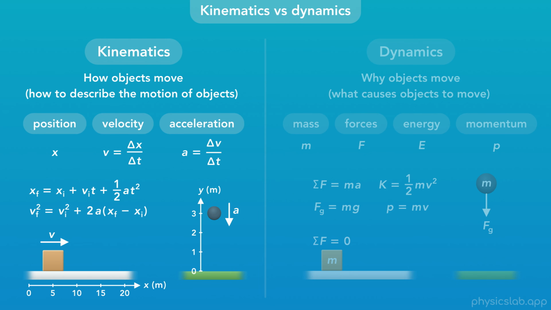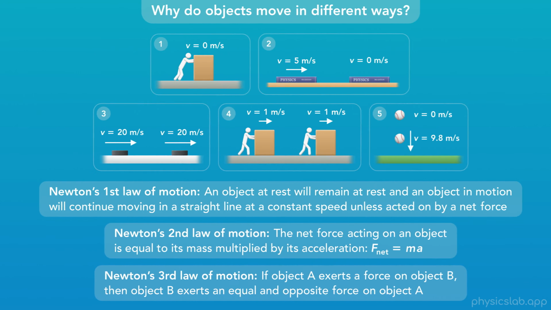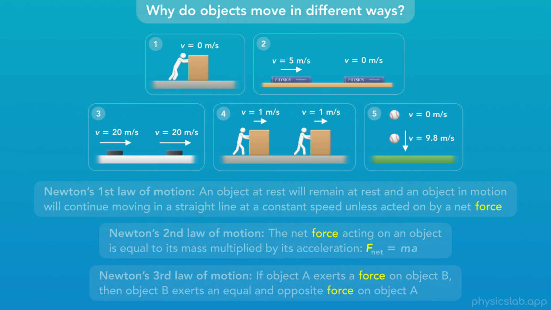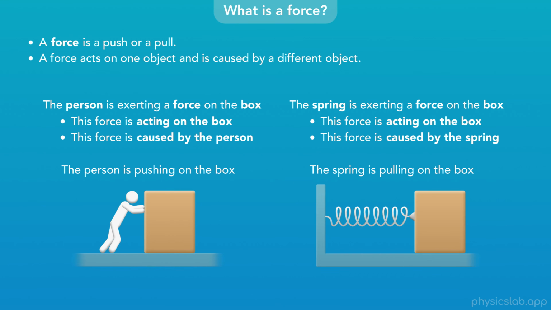Kinematics is the study of how objects move and how to describe motion. Dynamics is the study of why objects move and what causes them to move. We're going to use Newton's laws of motion to explain why objects move and why they don't move, and we need to understand forces in order to understand Newton's laws. A force is just a push or a pull. It acts on one object and is caused by a different object.